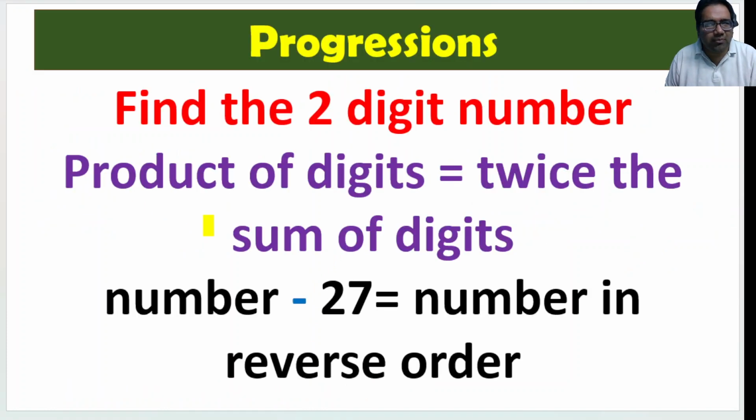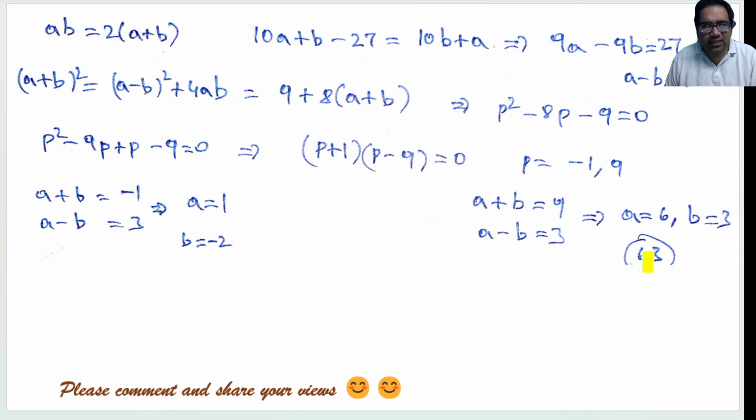And what is the other condition? The product of the digits is twice the sum of the digits. What is the product of the digits? 6 times 3, which is 18, equals 2 times 6 plus 3, which is 2 times 9. Correct, right? 18 equals 2 times 9.